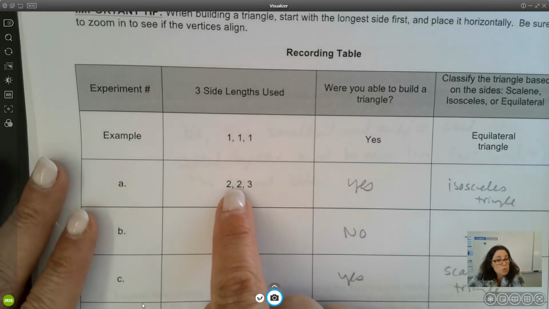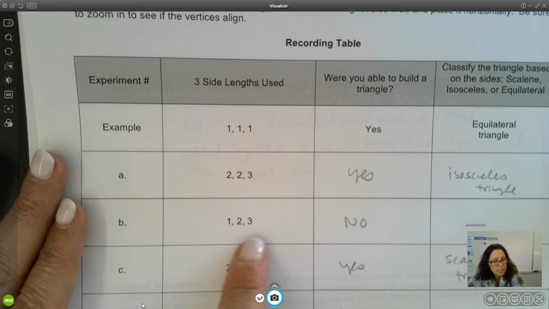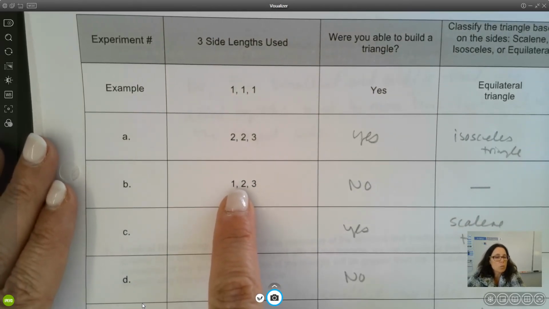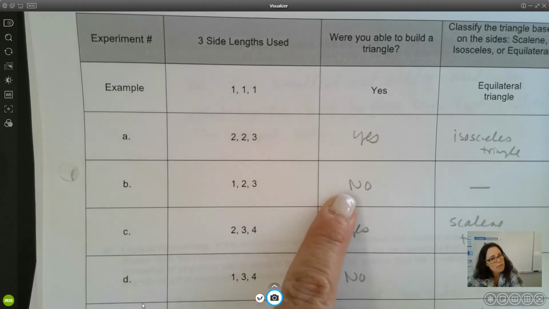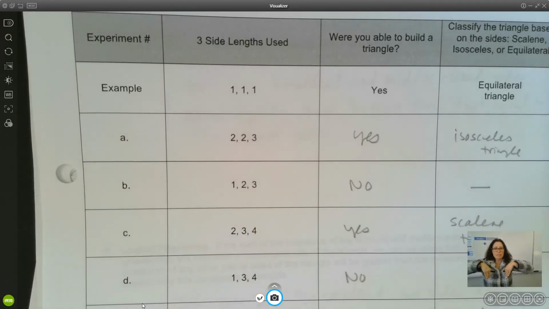Okay, let's take the two smallest. Add them together, 4. Is that bigger than 3? Yes, it forms a triangle. Look at this one. Take the two smallest, 1 and 2, add them together. 3. Is 3 bigger than 3? No. Remember that one came close, but we could never quite get it. It kind of collapsed in on itself.